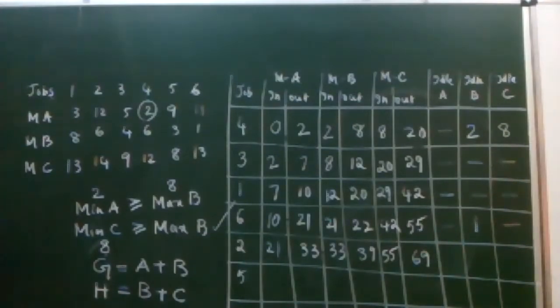Now can you please tell me the idle times? Idle time for machine A is nothing, 0. Idle time for machine B comes to 11. And again it is 0.